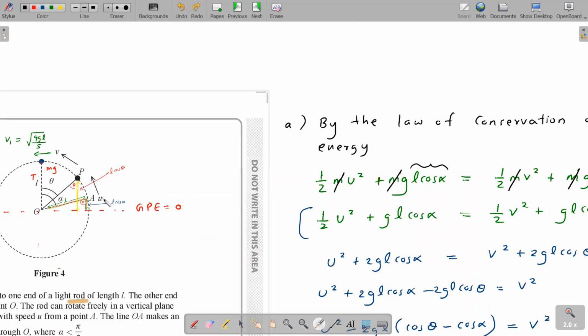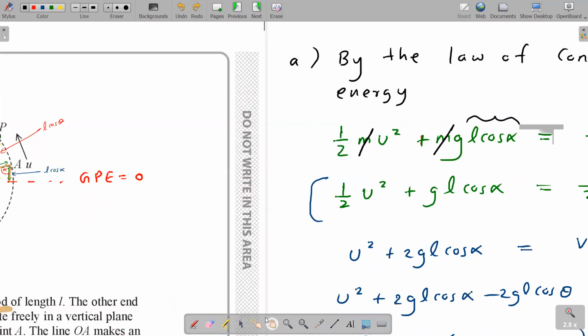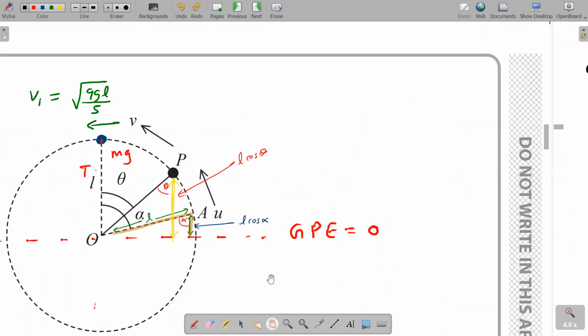So the energy at point A is kinetic energy plus potential. Kinetic energy is half mu squared because the speed is u, plus the potential energy is mgh, and the vertical height is L cos alpha. Okay, that's the energy at A. So you equate it to the energy at P at this point. So how do we get the energy at P? At point P, the speed is v, so that's why it's half mv squared. And again, you have to get the vertical height to the GP zero level. So how do I get the height to the GP zero level?